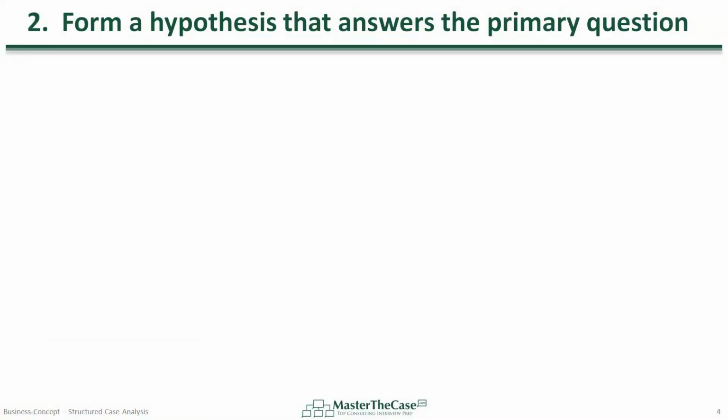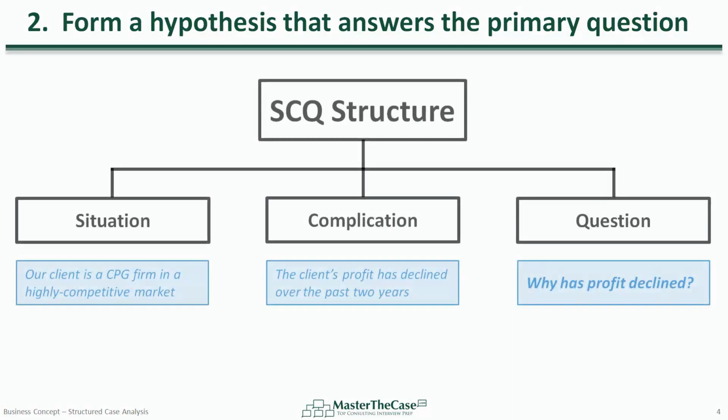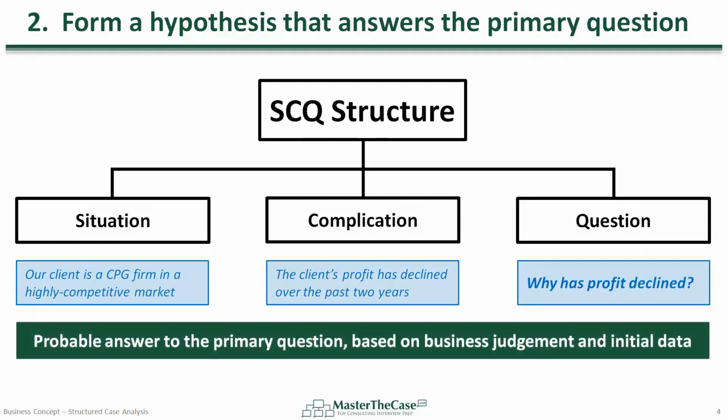The second step in structured case analysis is to form a hypothesis that answers the primary question, identified in the previous step using the SCQ structure. A hypothesis is a probable answer to the primary question, based on business judgment and initial data. In other words, forming a case hypothesis requires the ability to combine our business acumen and the opening case facts to develop what we believe is a reasonably likely answer to the primary question.